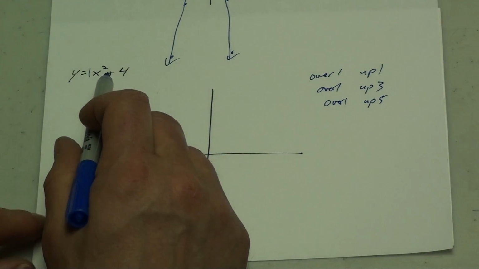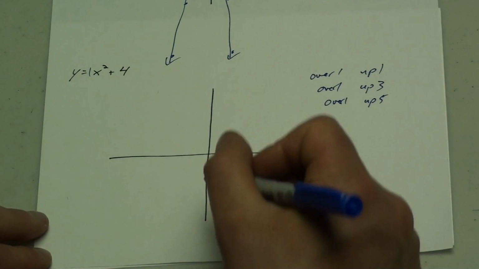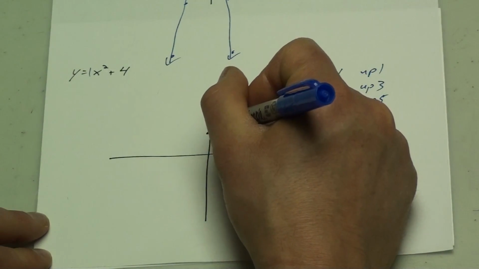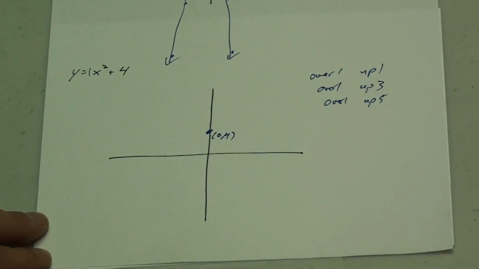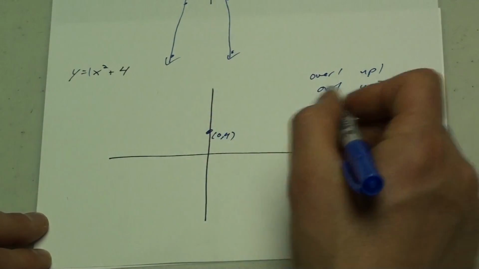In this case, the vertex is going to be moved up 4. So it's not going to be at 0, 0. It's going to be at 0, 4. It's been shifted up 4. So the coordinate 0, 4 is my vertex. And from that vertex, I can follow my step pattern.